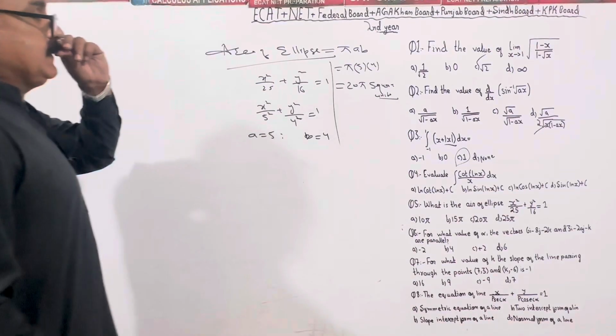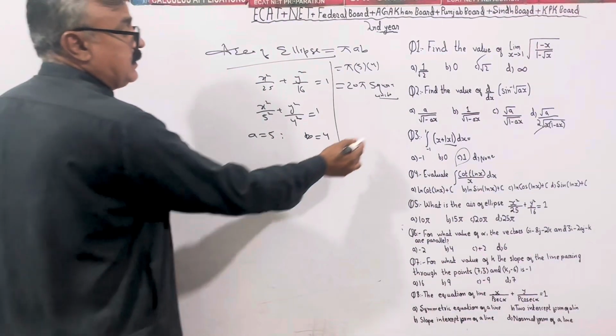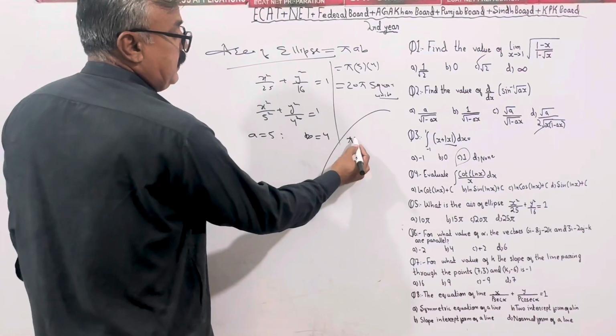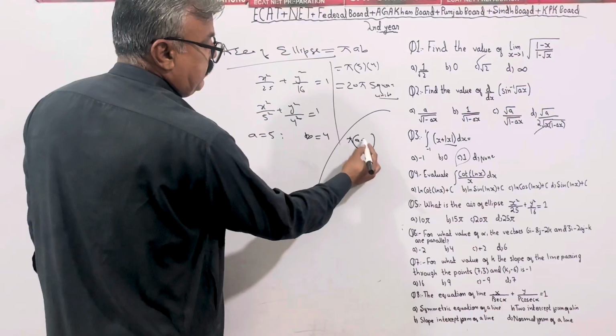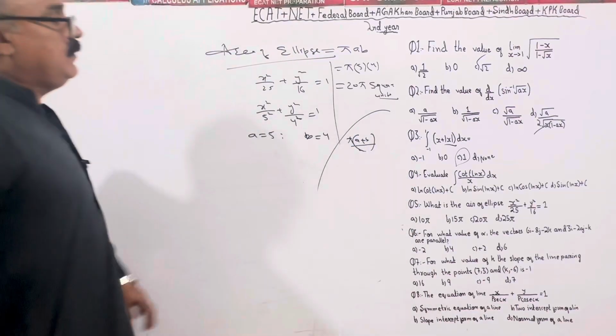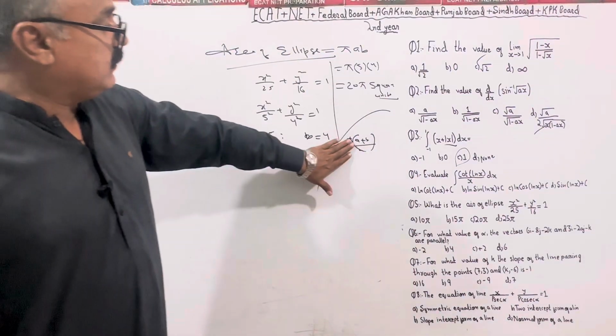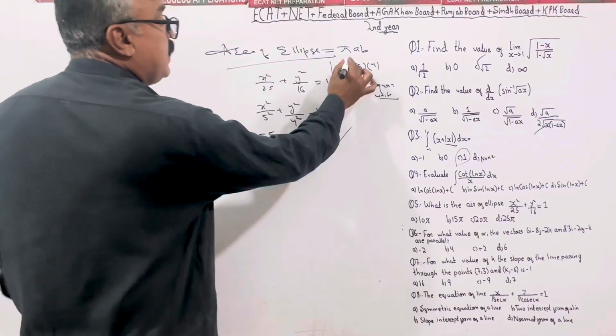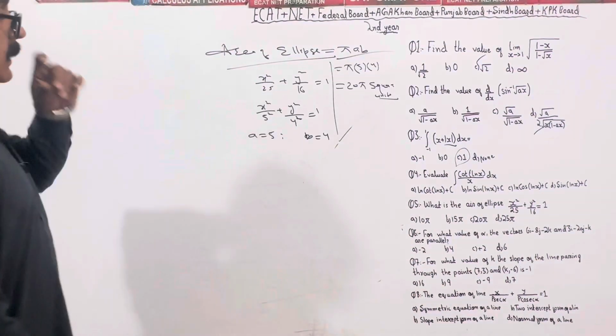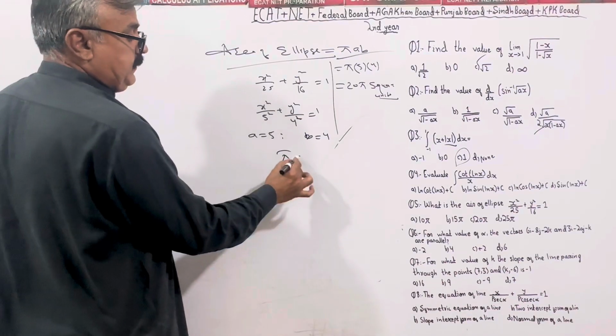Some literature also writes this as 2 pi times (a plus b) upon 2. Here we write pi times ab, which is a good strategy. Pi times ab is a good approximation for the area of an ellipse. Look at this, pi ab.